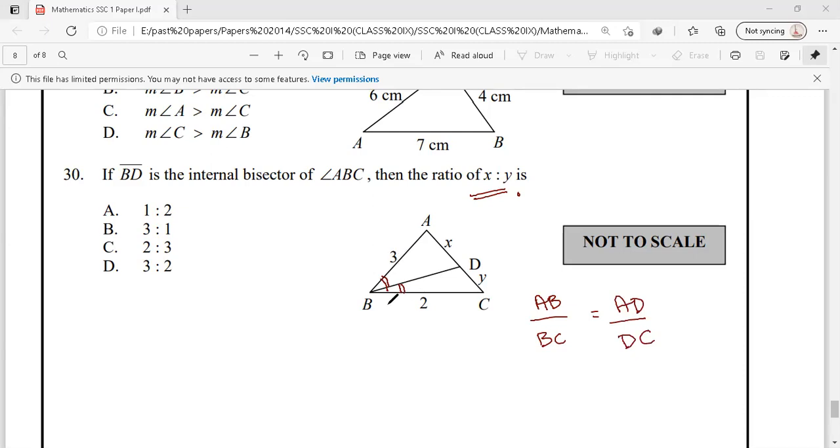The ratio of the two arms of the angle is equal to the ratio of the opposite sides. So AB is equal to 3 and BC is equal to 2, and AD is equal to X and DC is equal to Y. In the question, we have to find the ratio X to Y, that is X over Y. So X over Y is equal to 3 over 2, so X ratio Y will be equal to 3 ratio 2. So the correct answer for our last question, question number 30, is option D, 3 ratio 2.